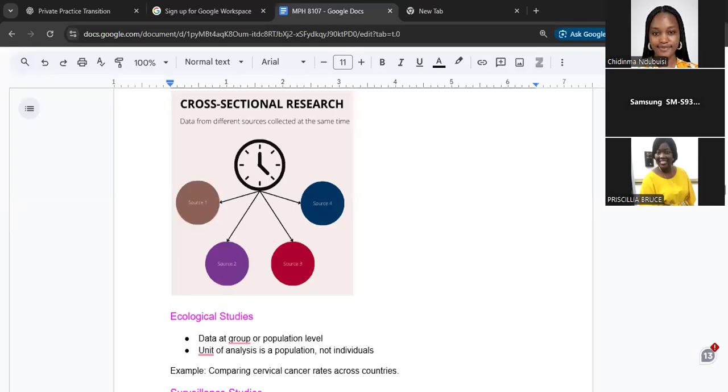So if you see the image we have here, we have a clock. And then it's just depicting that it's a snapshot. That's a very key word for cross-sectional research, a snapshot. Now, the reason I'm emphasizing it is that there are studies where you will follow the participants. You will not collect data just once. No, if you collect data this year, you will collect next year, next 2 years, next 3 years. There are studies like that. So it's a key differentiator. All right.